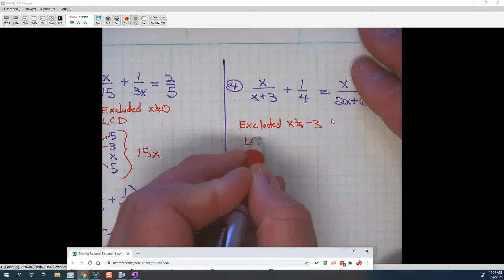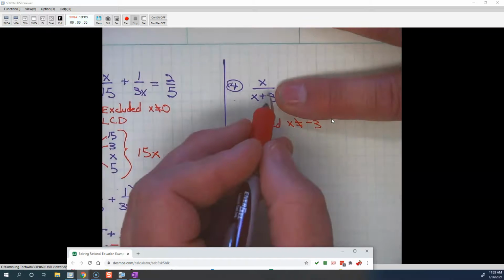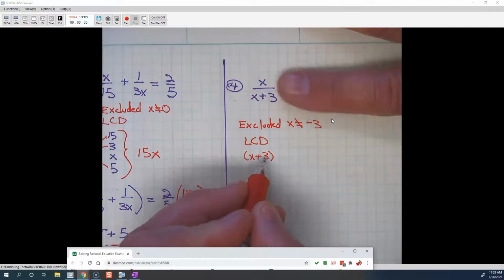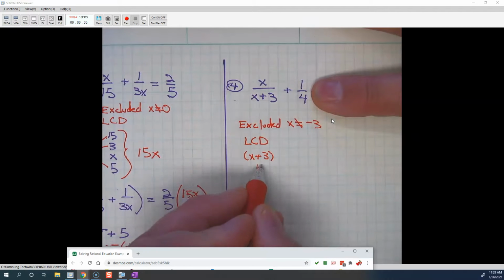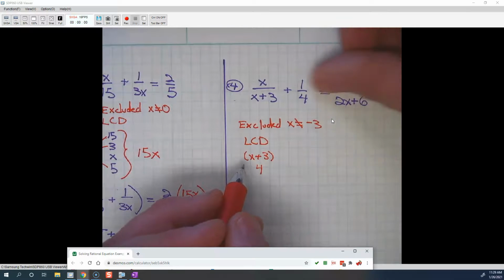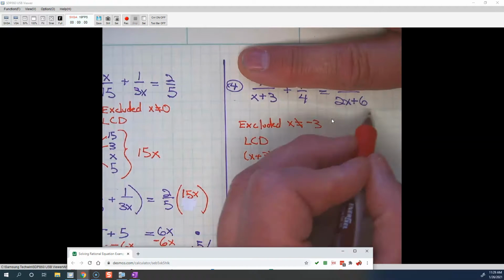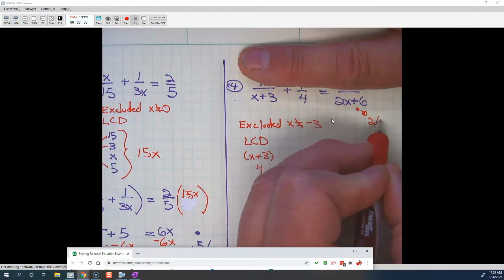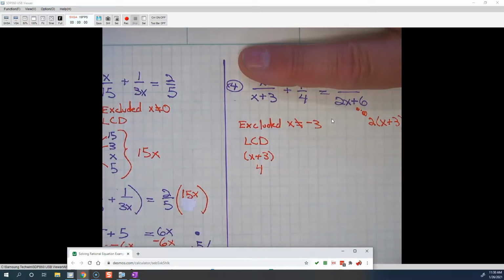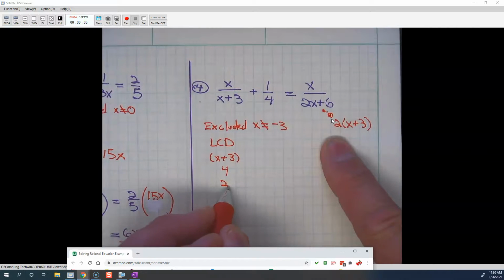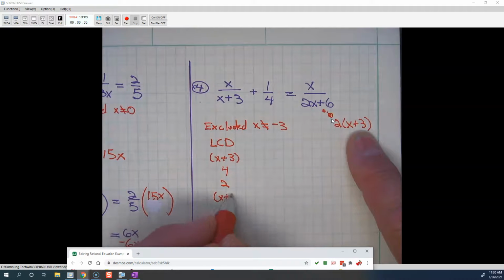Okay, now the LCD. All right, so neither of these are factors. Together, it's a factor because they're being added. So x isn't a factor and neither is 3. Okay, then you've got a 4. Now remember what I said at the very beginning. You're going to always factor all of your denominators. So 2x plus 6 is the same as 2 times x plus 3. So that means 2 is a factor and x plus 3 is a factor.